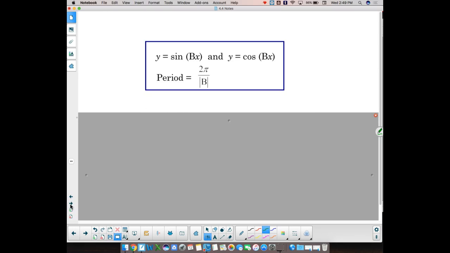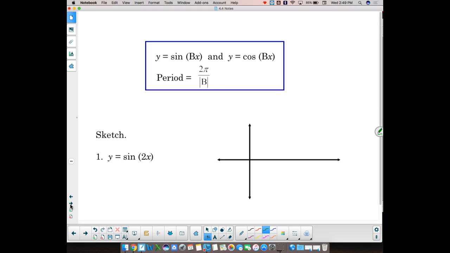2 pi divided by b. So the period, the amount of horizontal distance that you have to go, is going to be 2 pi divided by the absolute value of b, because sometimes b can be negative. And we'll talk about that more tomorrow. So the period is going to give us our start and our end. From our start, that's going to tell us how far out we have to go. So, let's graph one.